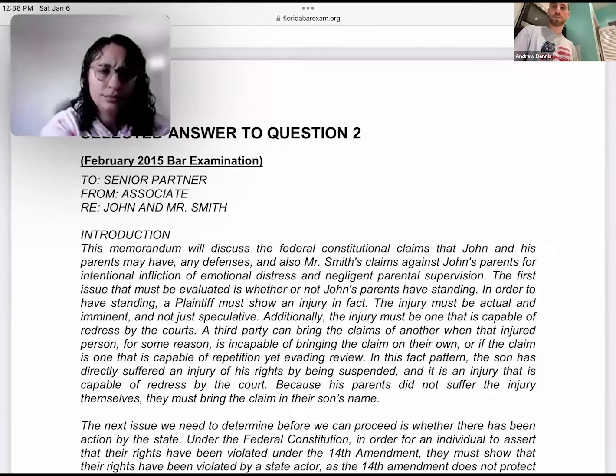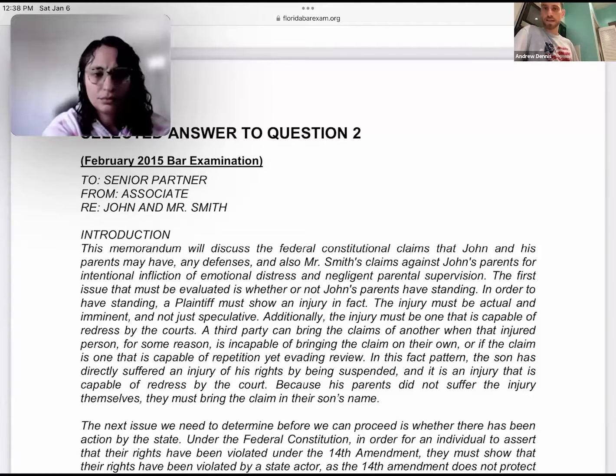The first issue that must be evaluated is whether or not John's parents have standing. Remember I said it's a great place to start. If you have an individual coming up with a claim, let's see if they have standing. In order to have standing, a plaintiff must show an injury in fact. The injury must be actual and imminent and not just speculative.